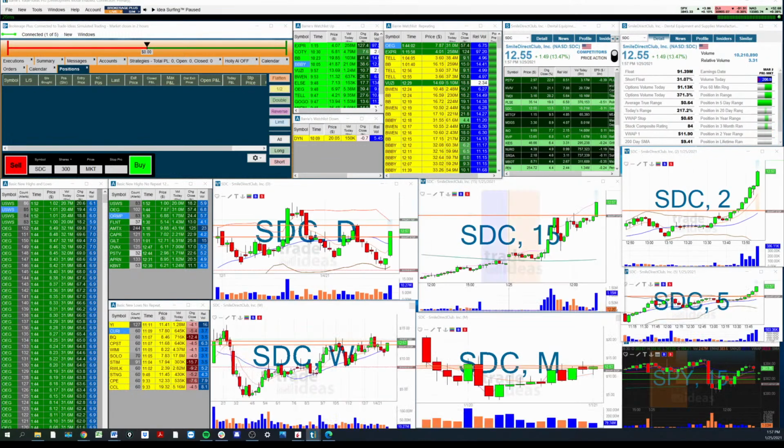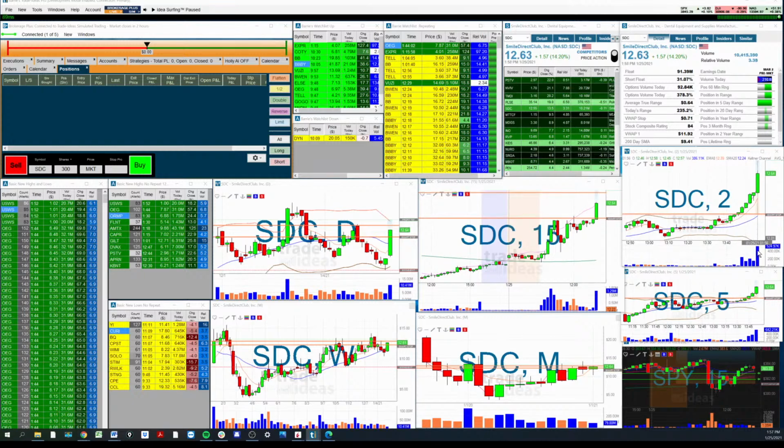Well, Smile Direct on the move, SDC. Look at the volume that was coming in. This could be the biggest volume bar of the day on a 2-minute chart for SDC. Look at it go. Look at the volume coming in. Another 5 seconds. 4, 3, 2, 1. So that's over. So 500,000 shares right there.